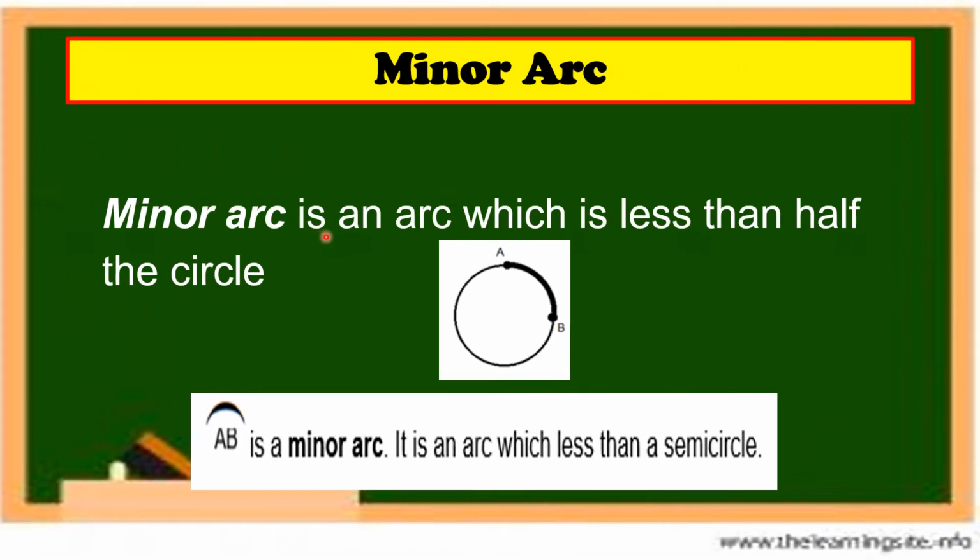A minor arc is an arc which is less than half the circle. This is half the circle. The arc is less than half the circle. Therefore, arc AB is a minor arc.